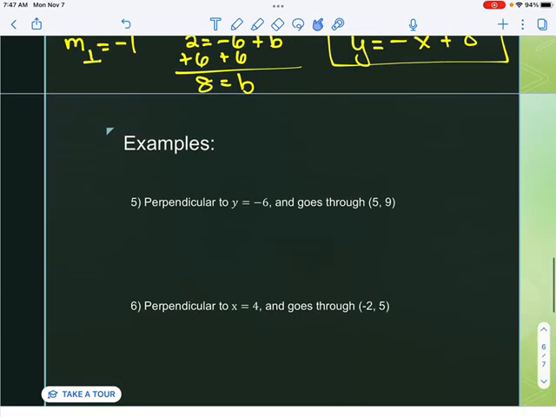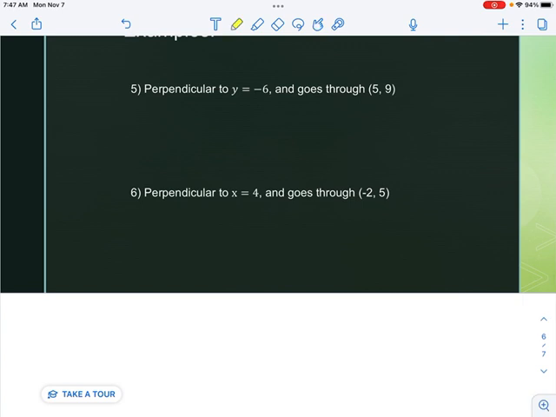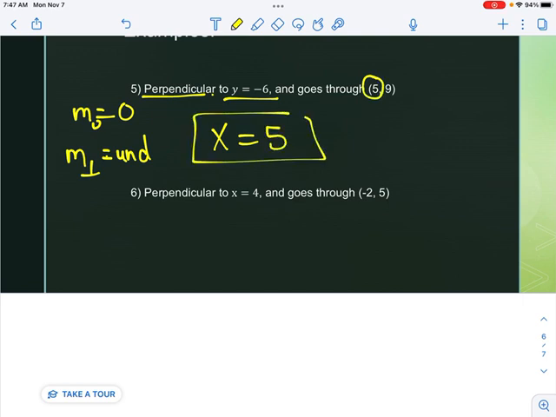All right, let's try the two specials that we have then. Here I want to be perpendicular to y equals a number, which means my slope of my original is 0 because it's a horizontal line. The slope of the perpendicular is going to be undefined because every horizontal line is perpendicular to every vertical line. So that means it's going to be x equals, I look over here, the value of x is 5, so my equation will be x equals 5.